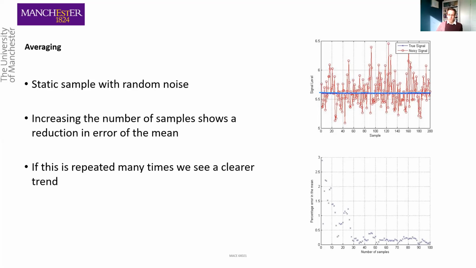So the more samples you have, the more values you take to create your average, the closer you get to the true value. If we look at the figure in the bottom right, what I've plotted on the y-axis is the percentage error to the mean. Because we know what the mean is here, because that's what we started from, we can calculate this directly. So the more samples we use in our average, the better the approximation we get. And we have a trend that follows this.